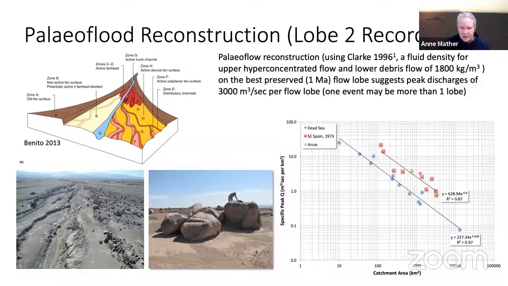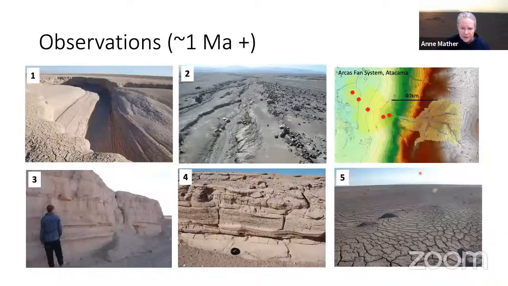What's interesting about this fan is that if we look at both the surface, we've seen some of these images before, but also the sediments, it's all debris flow wherever you go. So 1 is up near the top, 5 is down near the bottom. Whether you look at the modern system or the older surfaces, it's all mud flow, debris flow. And yet it's huge. It's 700 square kilometers. So this is very unusual.